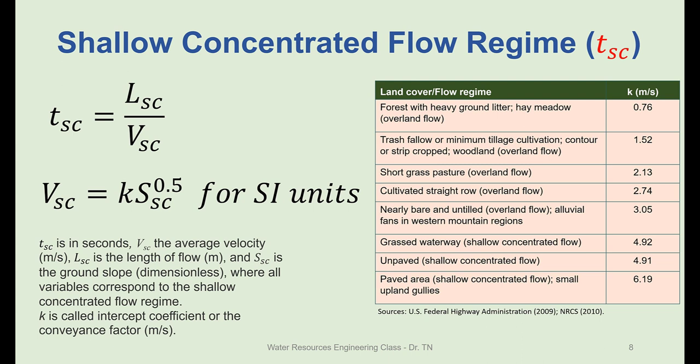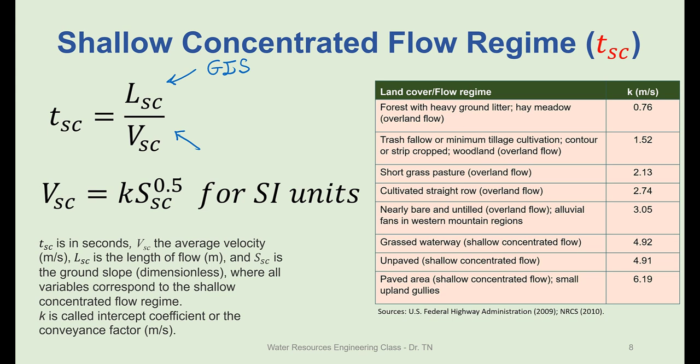After learning about sheet flow, now let's learn about shallow concentrated flow regime. In order to calculate the time for shallow concentrated flow, we're going to use the physical equation for time. Time is the length divided by velocity. Length can be determined using different GIS software packages. And then velocity is the thing that we need to figure out.